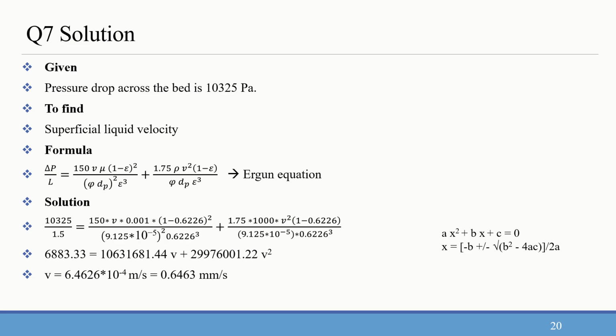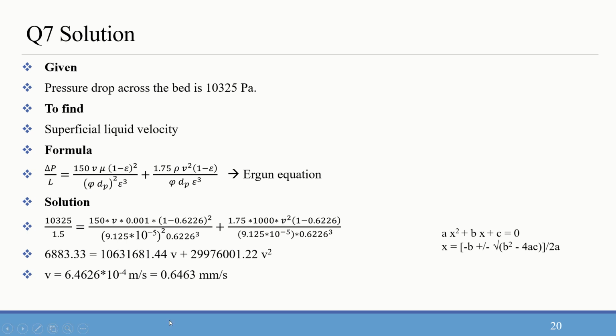299760001.22 and next it will ask for B. So at that time we need to press 10631681.44, and C is 6883.33. So it is ax square plus bx plus c, C is minus 6883.33, and after that if we press equal to, we will get the x1 value.